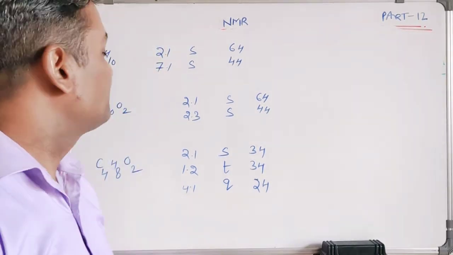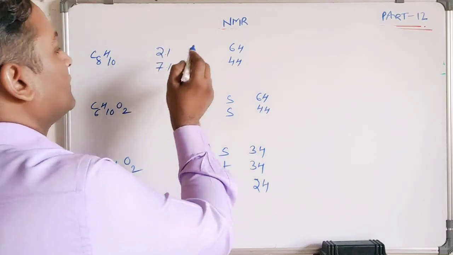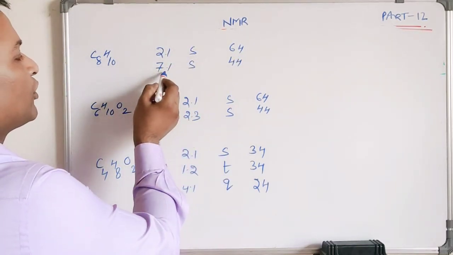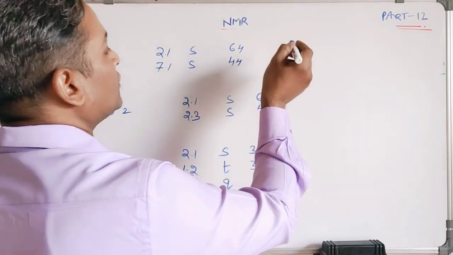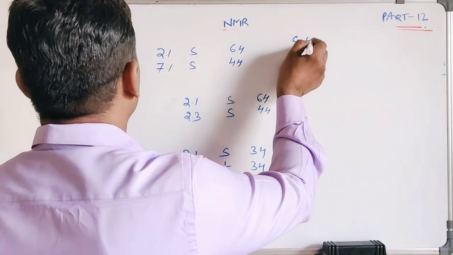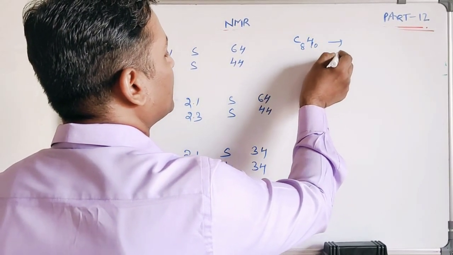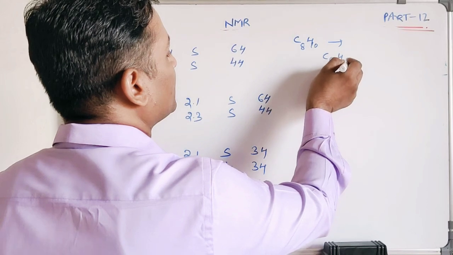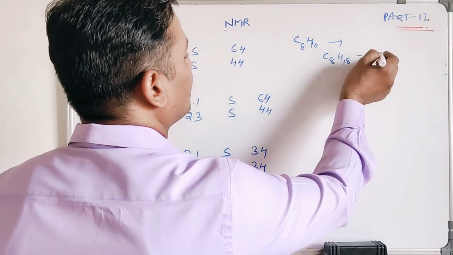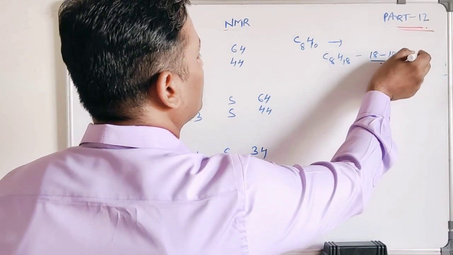Some more example here. C8H10 information: 2.1 singlet for 6 protons, 7.1 singlet for 4 protons. So what is the degree of unsaturation here? C8H10, so C8H18. 18 minus 10, divided by 2, is equal to 4.